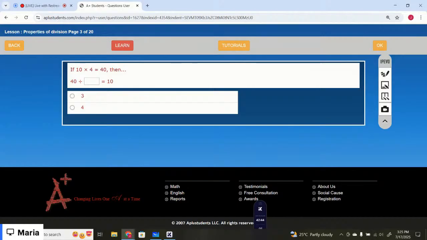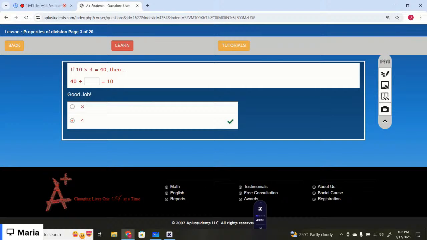If 10 times 4 is 40, then 40 divided by what number equals 10? That is 40 divided by 4 is 10. Option number 2 is the correct option.